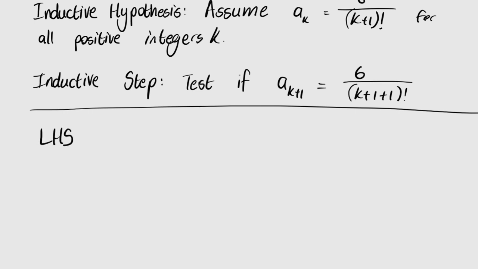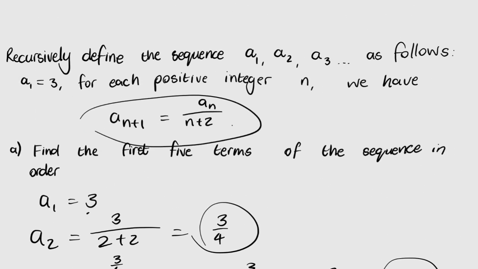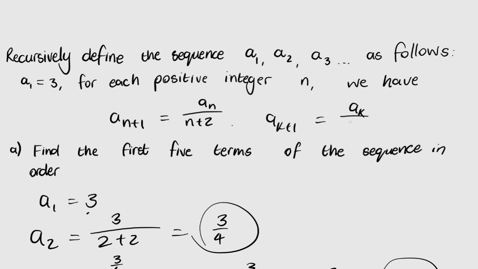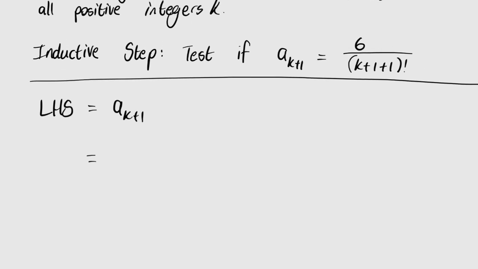Let's start with the left hand side, a_(k+1). Remember what we are told, the recursive function is defined with a_(n+1) equal to that. So what we can rewrite that as is, for any positive integer n, and k is also a positive integer, so we can do the same thing. It meets the requirements, so we can apply the same rule, as it were: a_k over k plus 2.